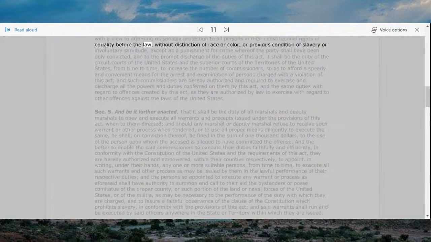Equality before the law, without distinction of race or color, or previous condition of slavery or involuntary servitude, except as a punishment for crime whereof the party shall have been duly convicted, and to the prompt discharge of the duties of this act.